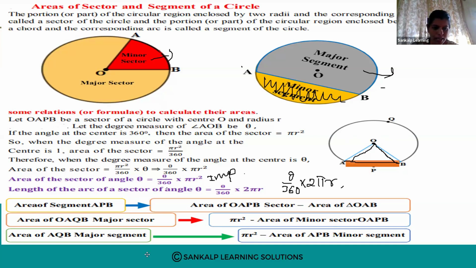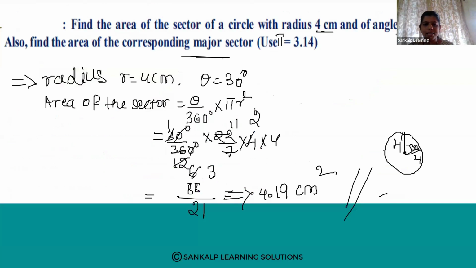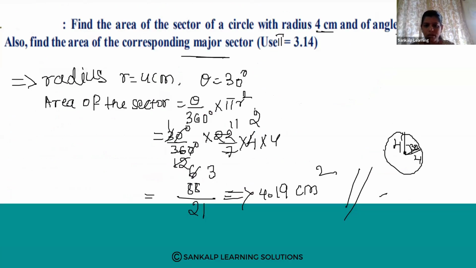Next, area of AQB major segment. If you want to find out the area of the major segment, then pi r square minus area of APB minor segment. Then we will get the area of major segment, that is A to B. So this part is a major segment. Yes. Today we will solve some extra questions. Yesterday we discussed how to find the area of the corresponding major sector. Today we will solve some other examples.